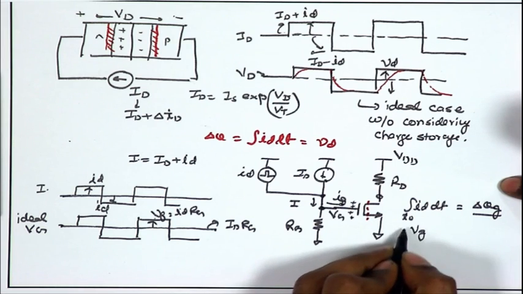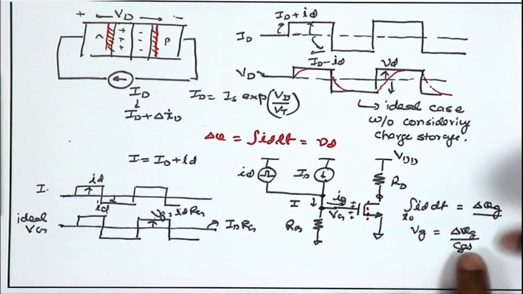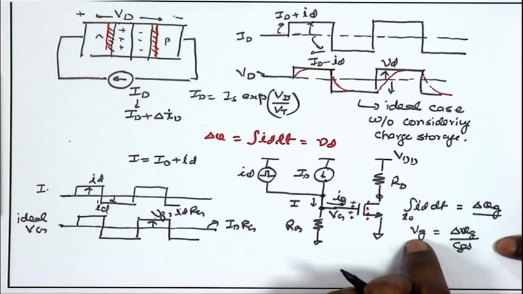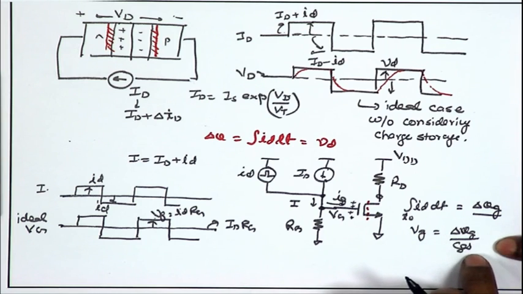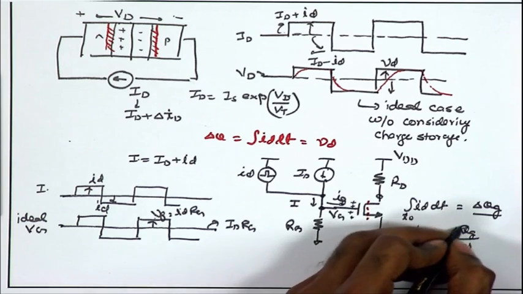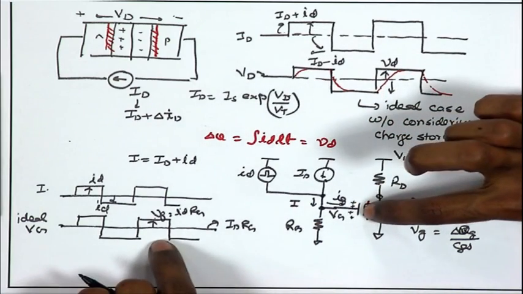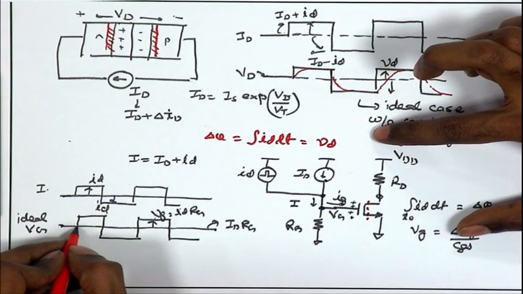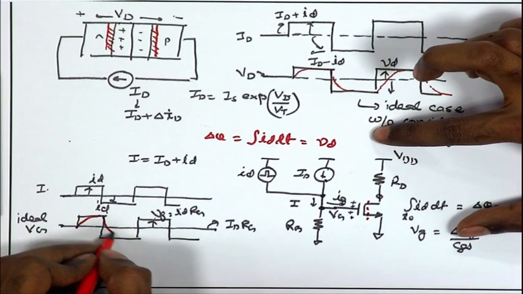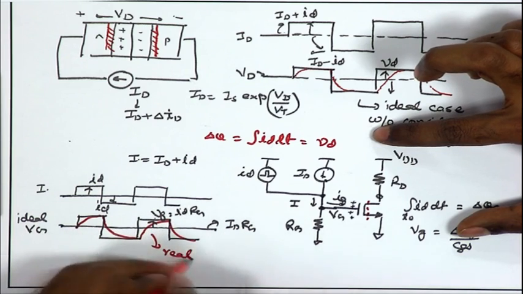So, delta vg will be just delta qg upon CGS by definition, because CGS is defined as del qg upon del vg, or in other words CGS is equal to del qg upon del vg. Now, that means that rather than this voltage going instantaneously up and down, it will take a finite amount of time to rise and fall. So, this is the real characteristic.